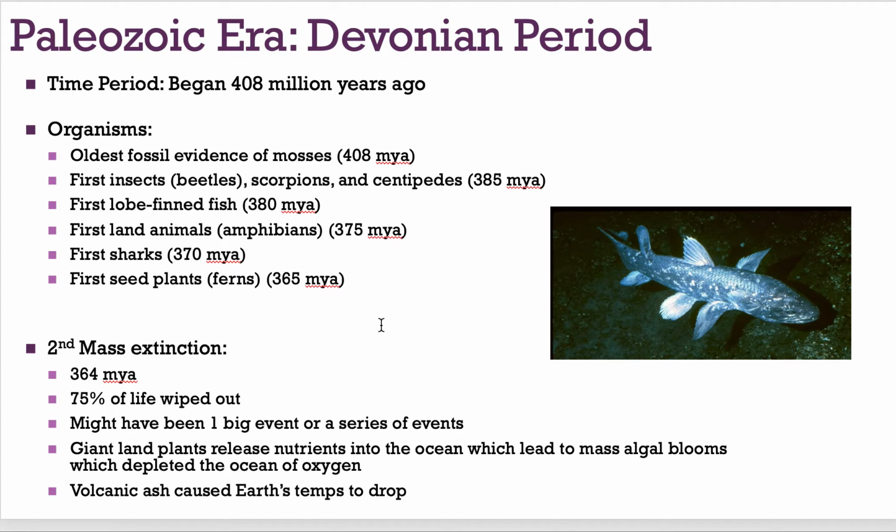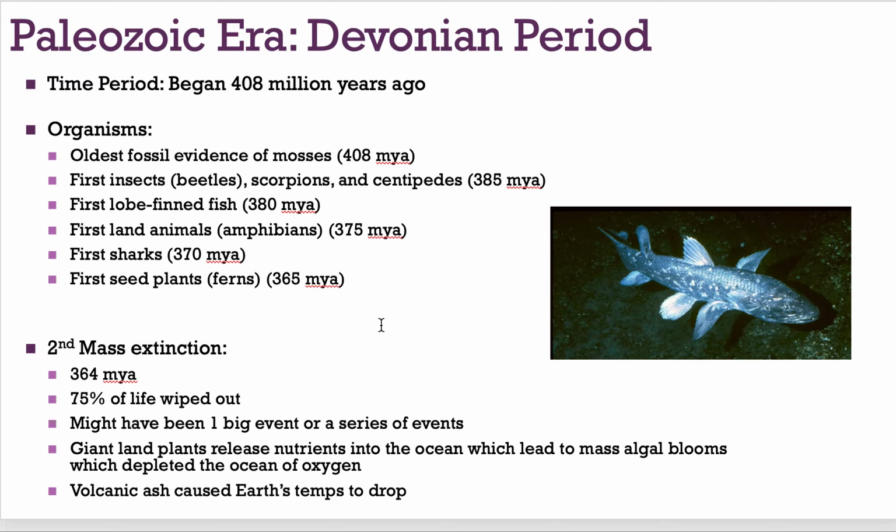Next up in the Paleozoic era was the Devonian period. It began 408 million years ago. This is when they discovered the first mosses, and the first insects, which were beetles, scorpions, as well as centipedes, 385 million years ago. There were the first lobe-finned fishes, the first land animals, which were amphibians, the first sharks, and the first seed plants, which were ferns. Right? Then came the second mass extinction, which was 364 million years ago. This time, 75% of life was wiped out.